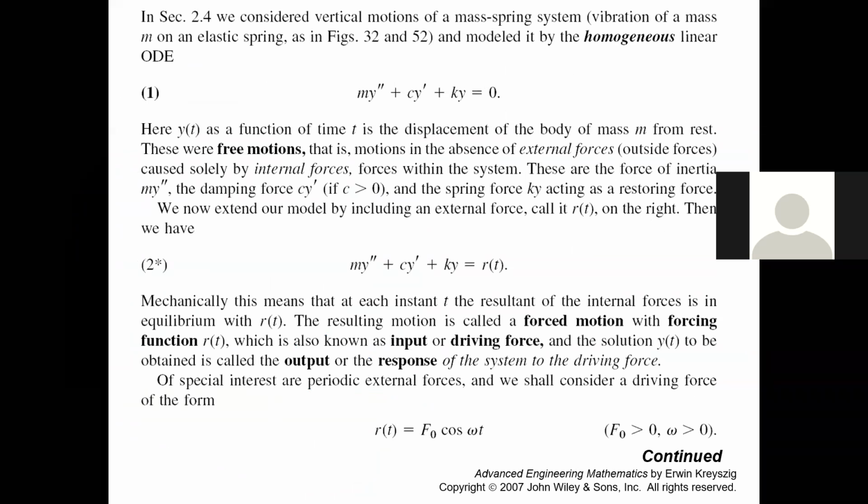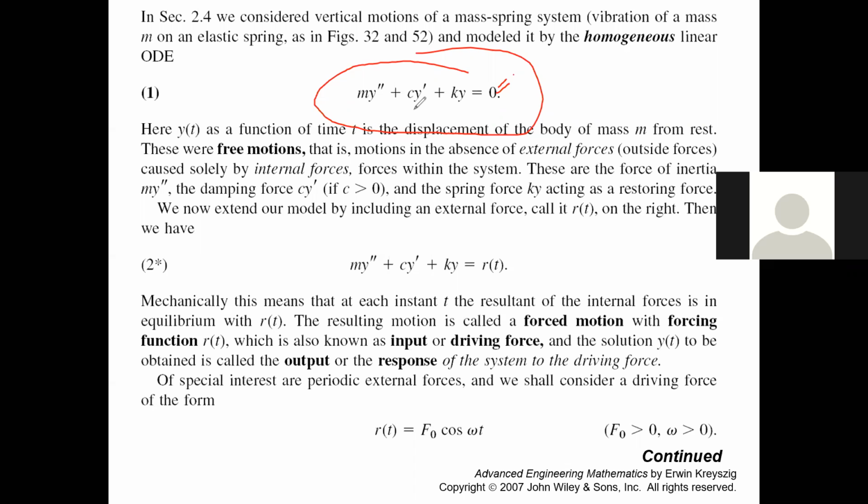So this is an example of the application of the method in the spring and mass system. Okay, remember this one. But in this case, you don't have an external force acting on it. That's why it's equal to 0, because sigma F equals MA. And if you don't have any other forces acting on it, you will have this equation.